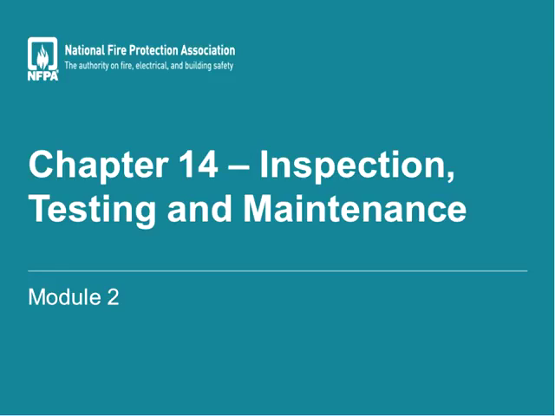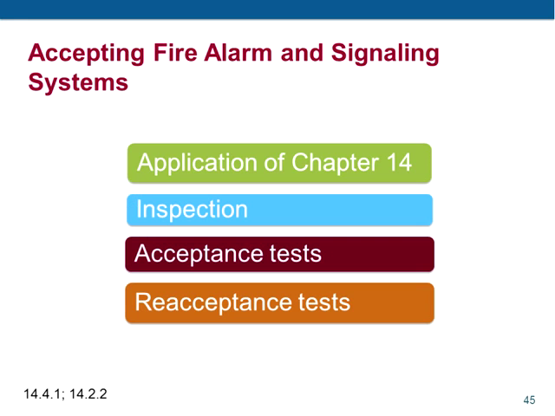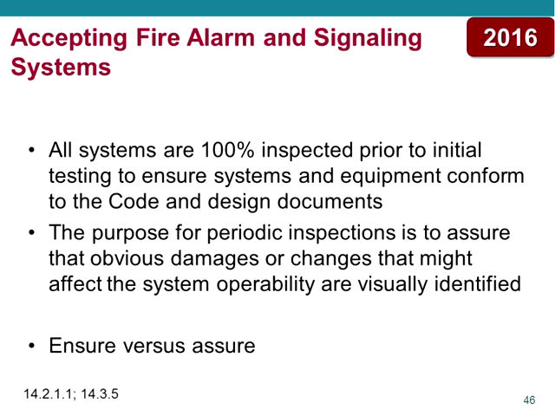So, okay, well, let's talk a little bit about Chapter 14 and look at some of the newer requirements for inspection, testing, and maintenance. The way Chapter 14 is organized is we have application, and then we have inspection, we have acceptance tests, and then we have re-acceptance tests. And then, of course, we have some requirements in the code for record keeping and that sort of thing. But mostly now, we refer all of the documentation requirements back to Chapter 7. So let's talk about some of the requirements here.